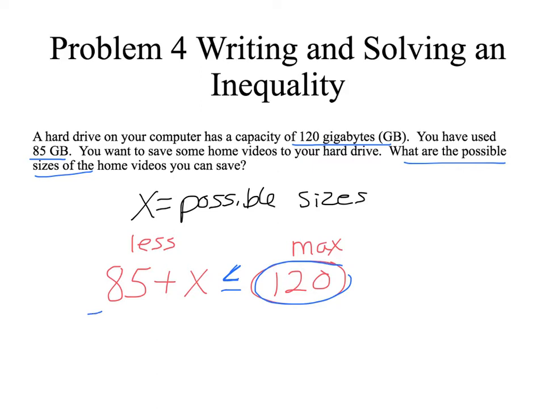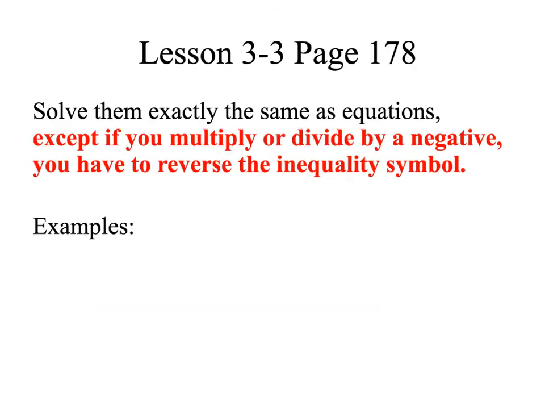Okay, subtract 85 from both sides, and we have x is less than or equal to 35 gigabytes. So anything that's less than or equal to 35 gigabytes, those are the possible sizes for home videos. Anything bigger than that isn't going to fit on the hard drive anymore. Okay, so that was it for 3.2.